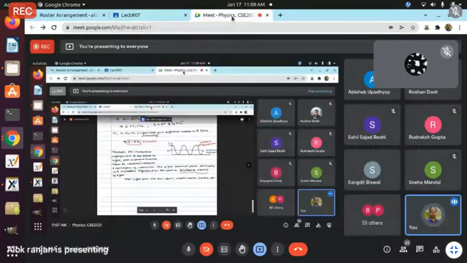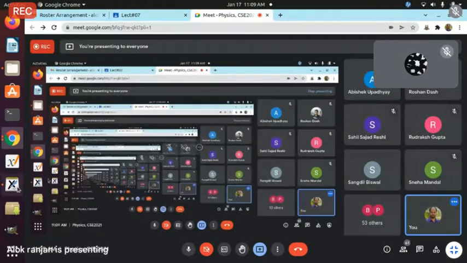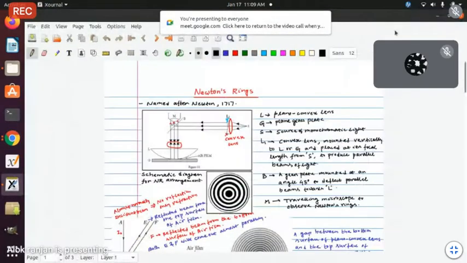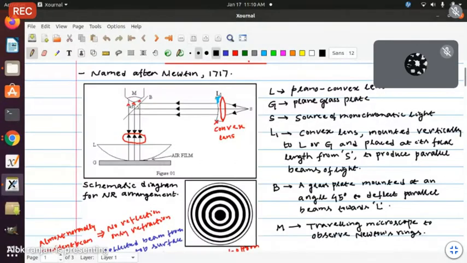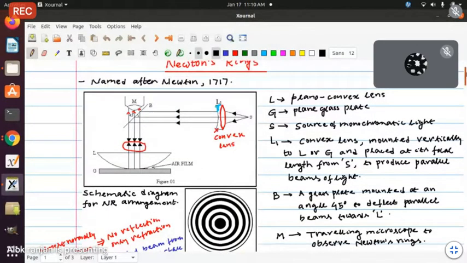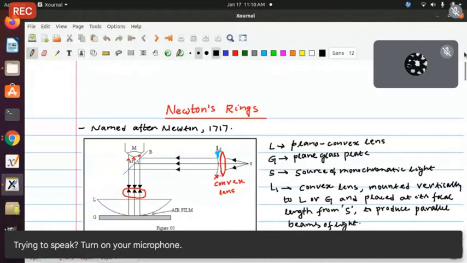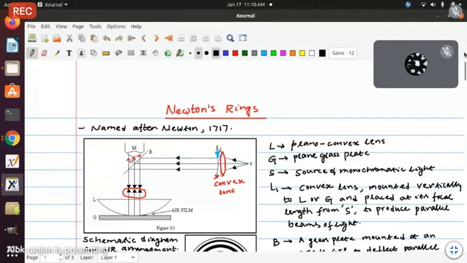Have you heard about Newton's rings before? No, sir. Okay, let's discuss. What is that? I mean, Newton's rings. As the name suggests, this is an experiment which was performed in 1717 by the great scientist, or you can say the philosopher, Newton. Therefore, it's called Newton's rings.